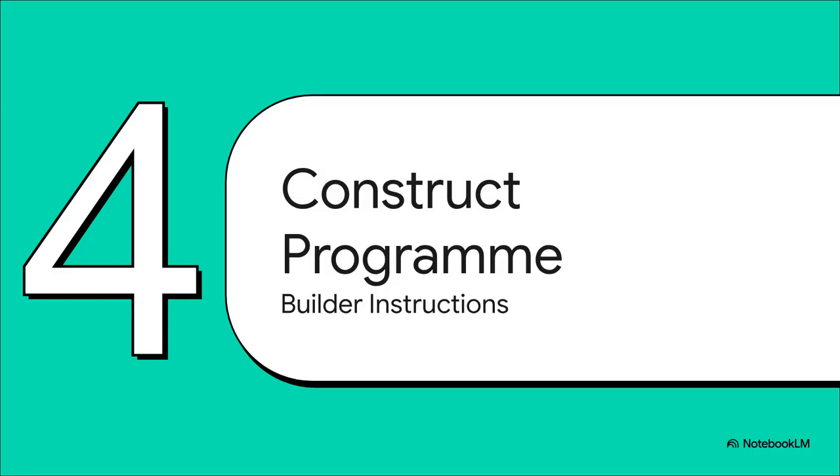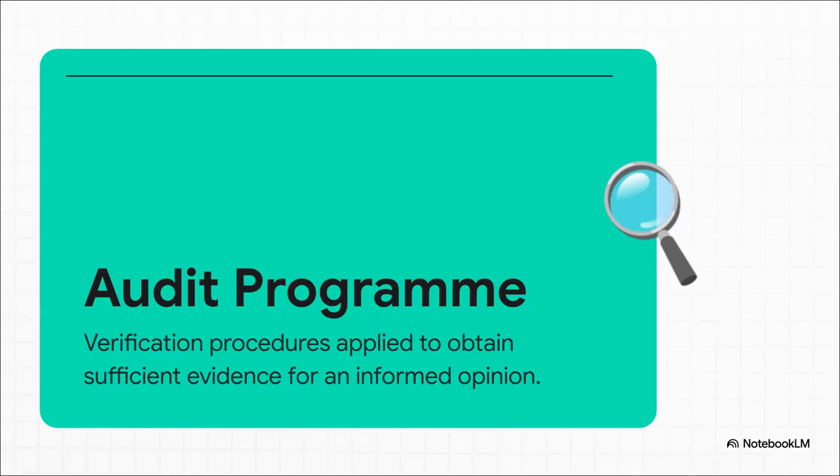Okay, final stretch. Section 4. Constructing the audit program. These are the instructions for the builders. Let's make sure we define this clearly. An audit program basically consists of a series of verification procedures that are applied to the financial statements for the sole purpose of obtaining sufficient evidence. And this evidence is exactly what enables the auditor to express an informed opinion at the end of the day. It's your final tactical checklist.